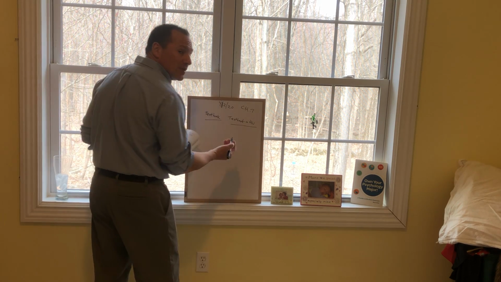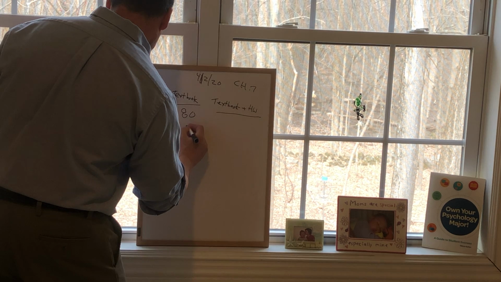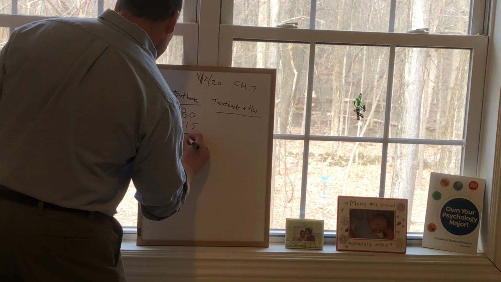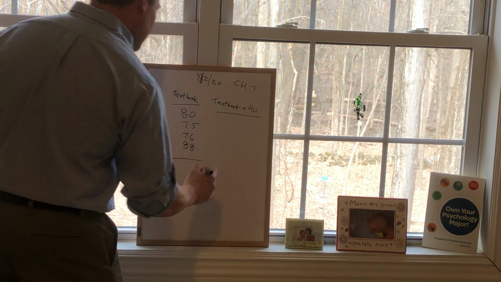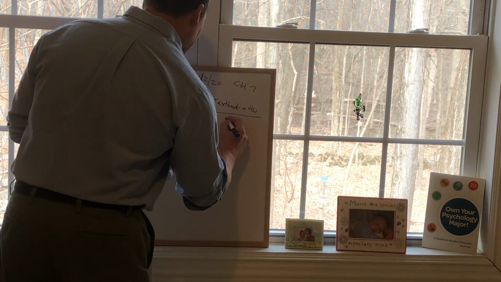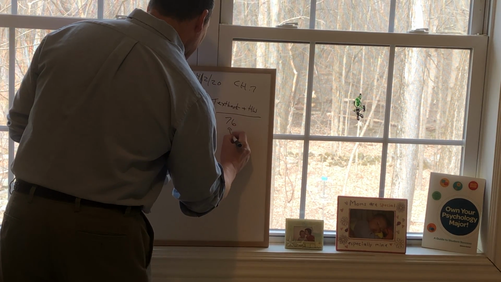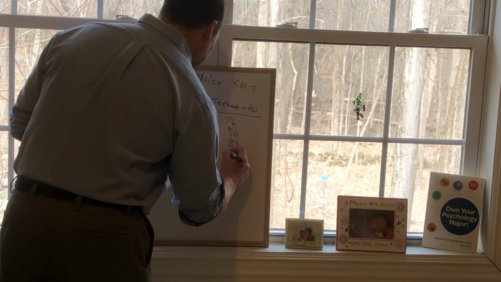Textbook only. So here's the scores on the exam. This group, we get an 80, a 75, 76, and an 88. In the textbook and homework condition, we get a 76, a 90, an 84, and an 82.